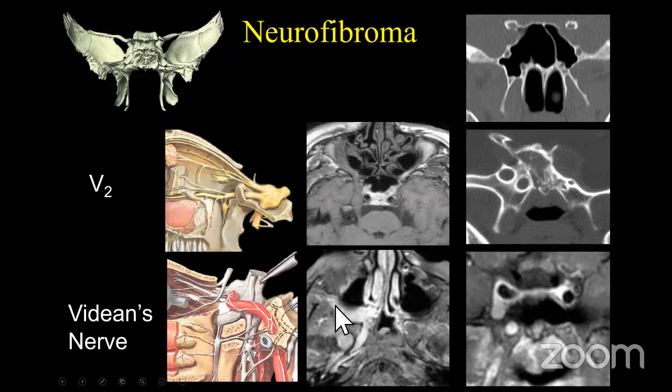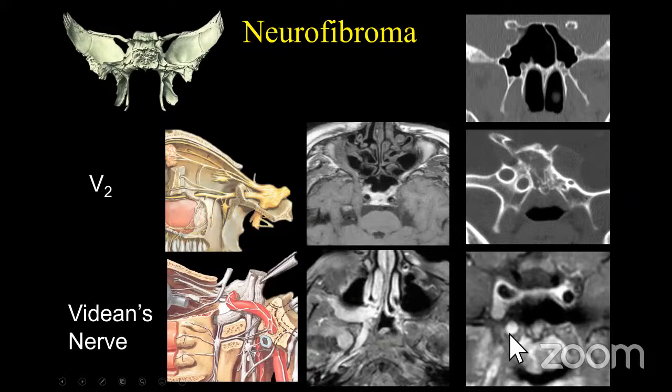This, on the other hand, was another neurofibroma. We can see it's involving the pterygopalatine fossa. Again, anatomy is everything. So this neurofibroma was involved in the pterygopalatine fossa. It's extending medially, and it's growing back along Vidian's nerve. And if you don't believe me, just look at the opposite side. We can see a little canal right here. There's our canal right here. That's involvement of Vidian's nerve.